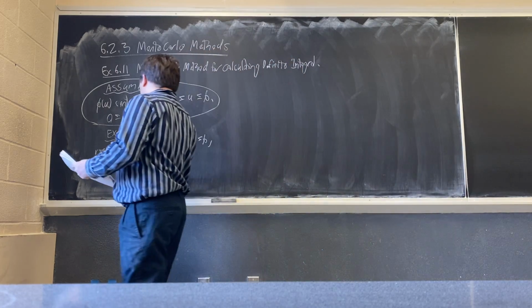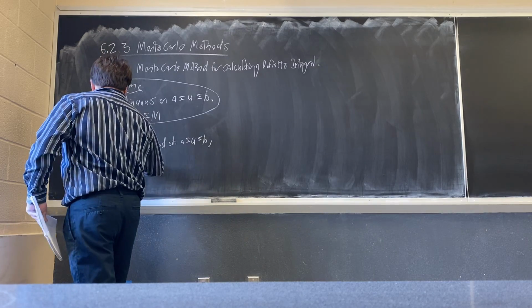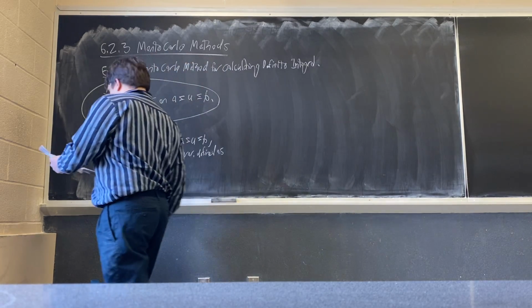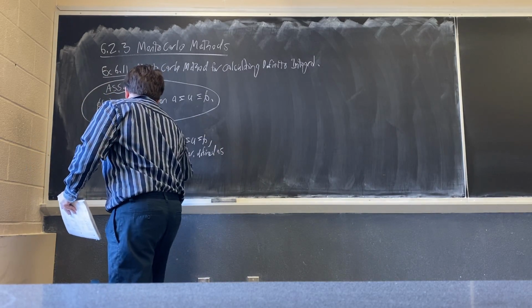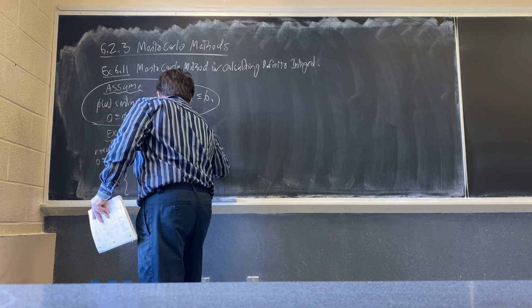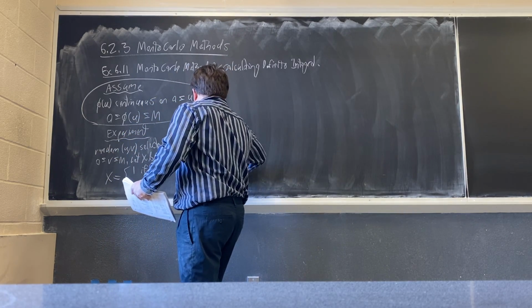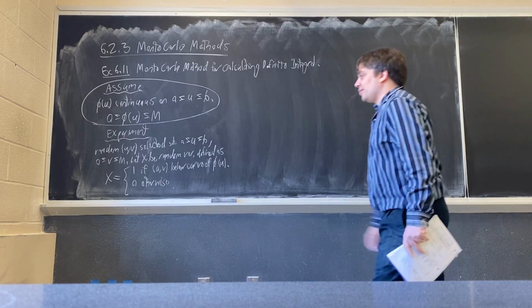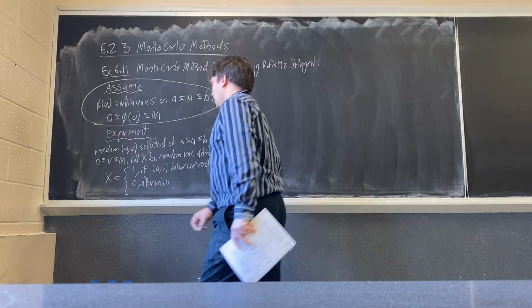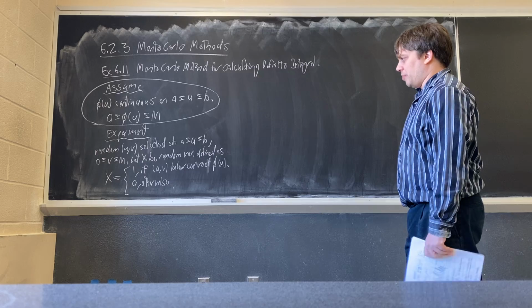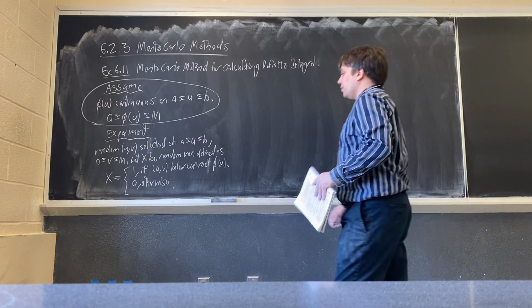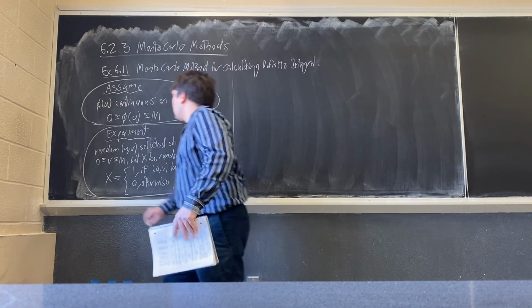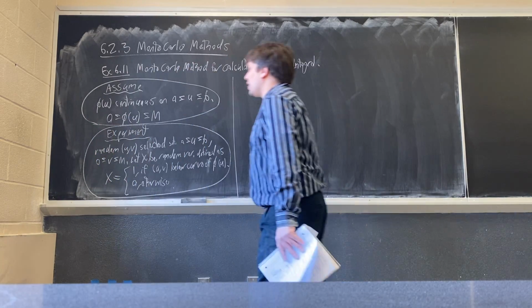And we're going to let capital X be a random variable defined as capital X is equal to 1 if (u, v), this point, is below the curve of phi of u, and 0 otherwise, if it's not below it. 0 if that happens, 1 if that happens, 0 otherwise. Okay, that's our random variable capital X. Okay, so we're assuming this, and this is our experiment.